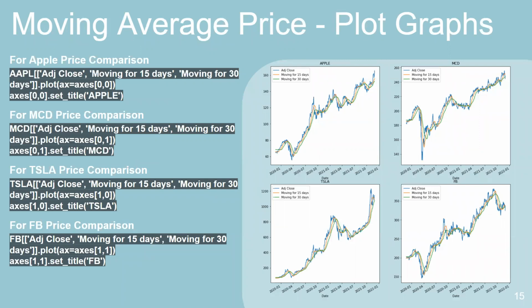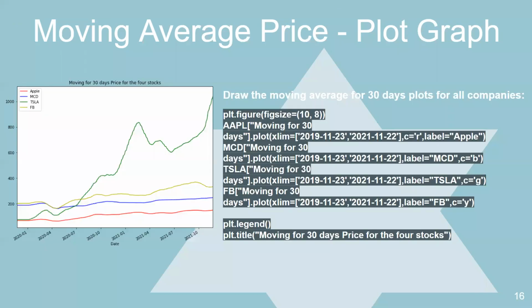And we put the adjusted closing price and moving average price together and plot the comparison graph for each of the companies. From the graph, we cannot find any obvious findings, which may be difficult for us to do some analysis. Therefore, we plot the moving average price for 30 days for each company. In this graph, Tesla has a more obvious increase in the moving average price for 30 days. So it indicates Tesla stock price is generally increasing.